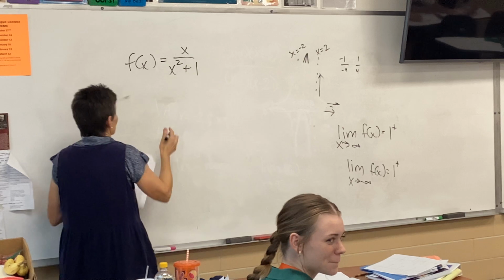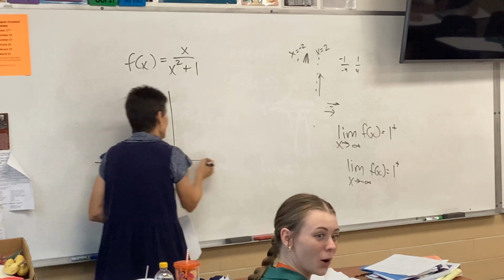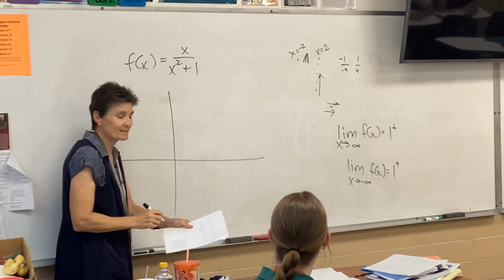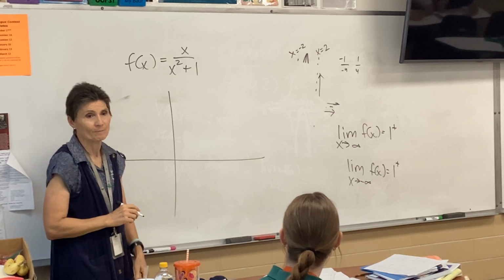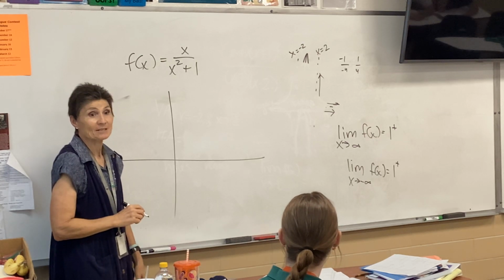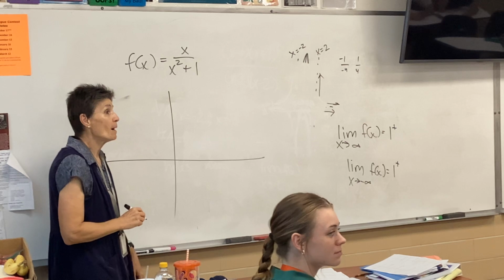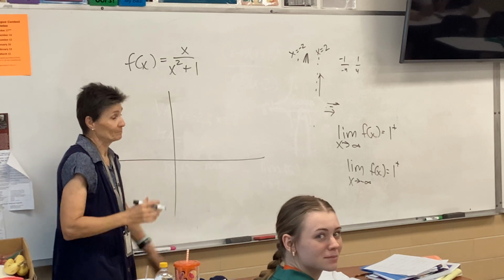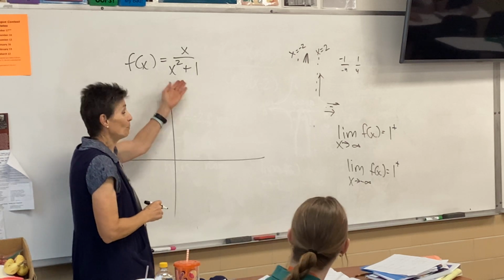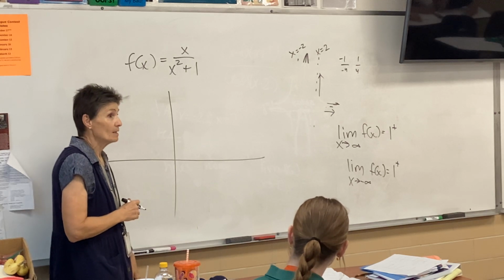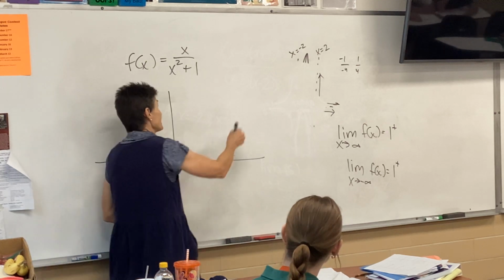Is there no VA? There is no VA. Mr. Gianoli, why is there no vertical asymptote? Squared up there and we're not using imaginary numbers. That's right. There is no number that X cannot be. Anything you put in is gonna be okay, right? So there is no vertical asymptote.